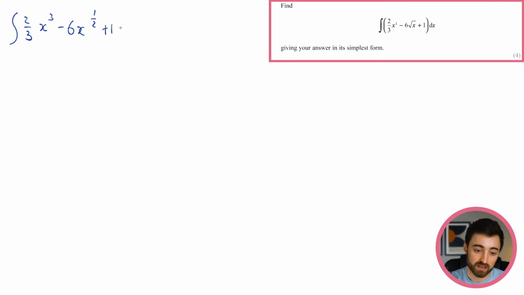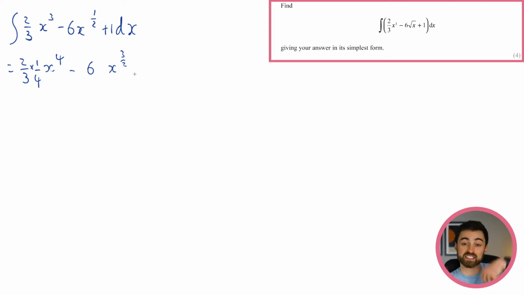Because now, I basically just integrate by adding 1 to the power and dividing by the new power. So here, I'm going to get what? I'm going to get 2/3, because that just chills out front. And then x cubed, so add 1 to the power to get x to the 4, and then divide by the new power. So divide by 4, or multiply by a quarter. And then minus 6. Add 1 to the power of x. So a half add 1 is 3/2. And then I need to divide by 3/2, which is the same as timesing by 2/3.